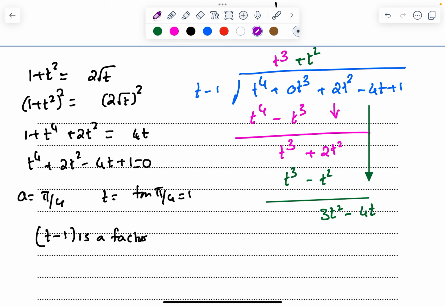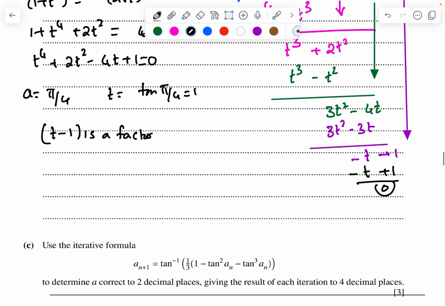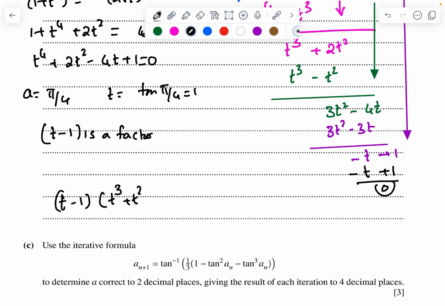Then I multiply with plus 3t. So 3t square minus 3t. So it becomes negative t. Then bring it down plus 1. Then multiply with negative 1. So it becomes negative t plus 1. So remainder is 0. So it becomes t minus 1 times t cube plus t square plus 3t minus 1 equals 0. So t cube plus t square plus 3t minus 1 equals 0.